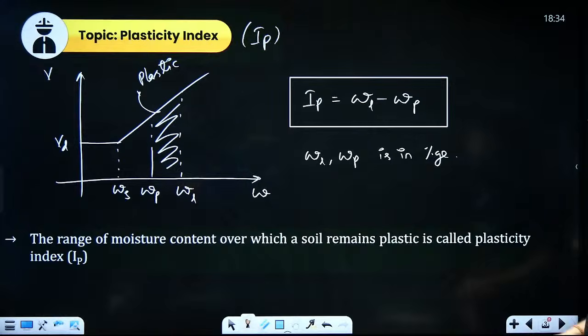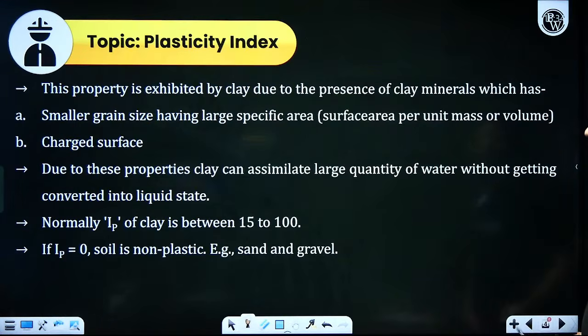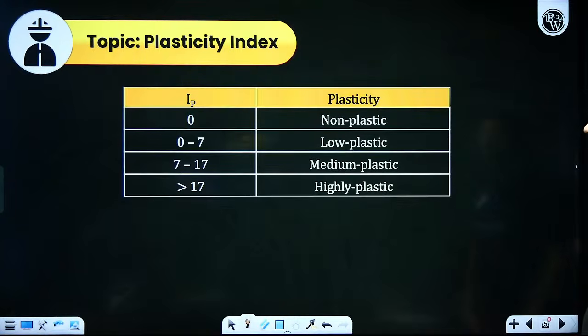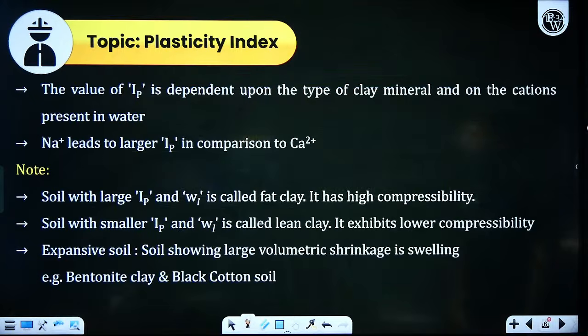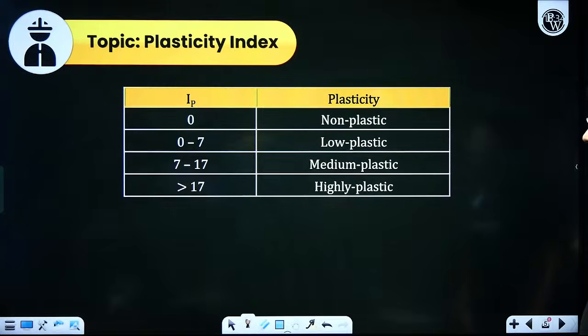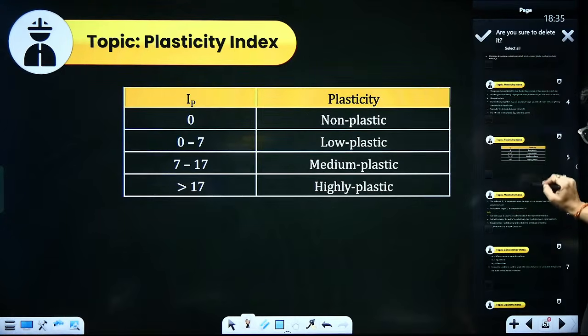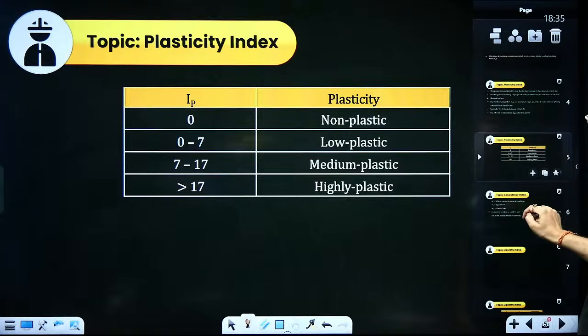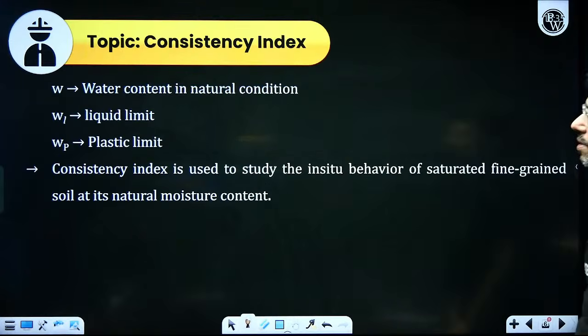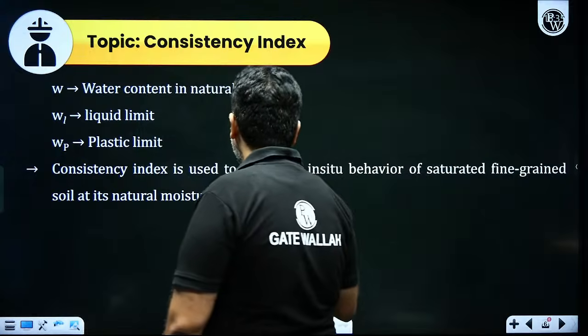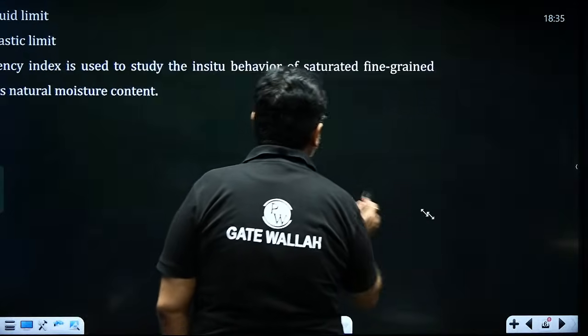Now, let us see the next index. Like this, I will define a variety of indices today. Next is my consistency index, represented by the symbol IC.